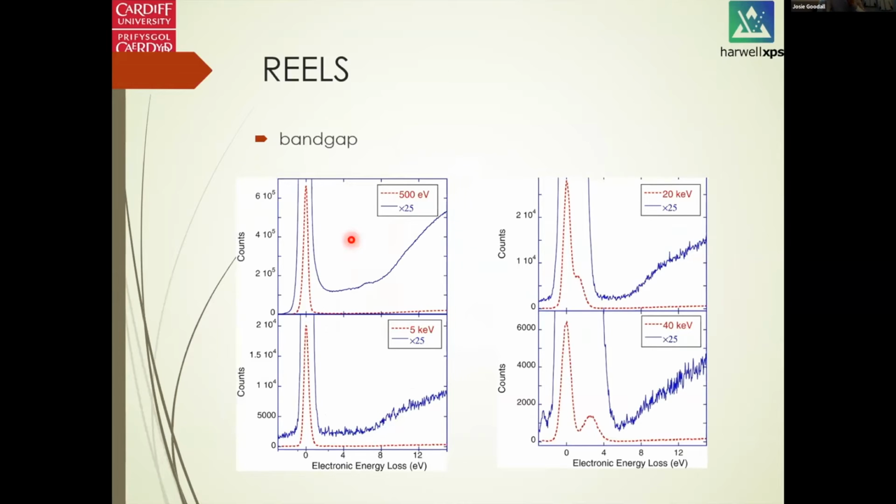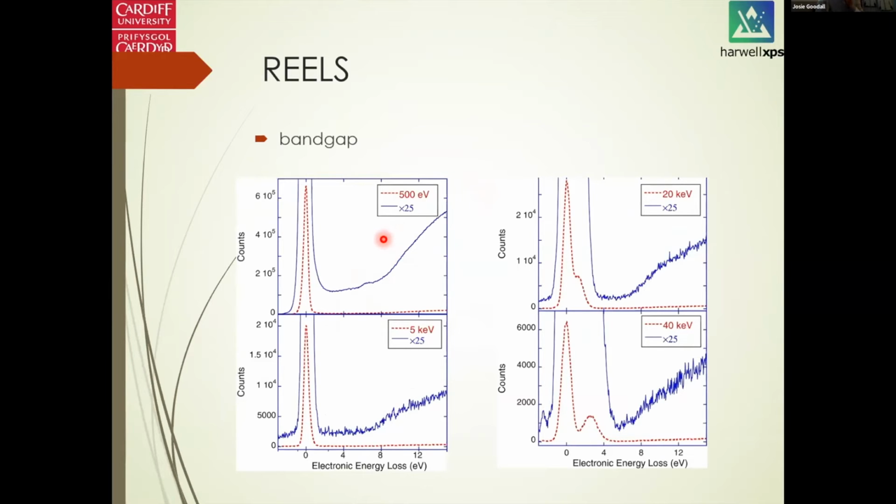As I mentioned, REELS can help us measure the band gap, but it depends on the intensity of the electron beam. Sometimes we could get a good approximation of the band gap. So these are the REELS of the titanium. Sorry, it's the REELS of the aluminum nitride.